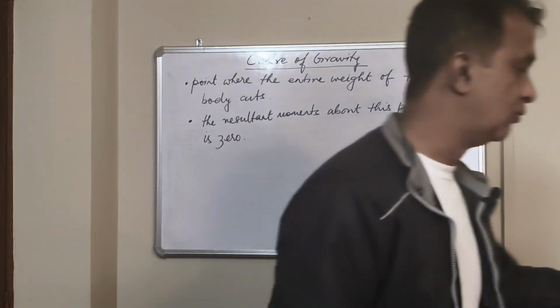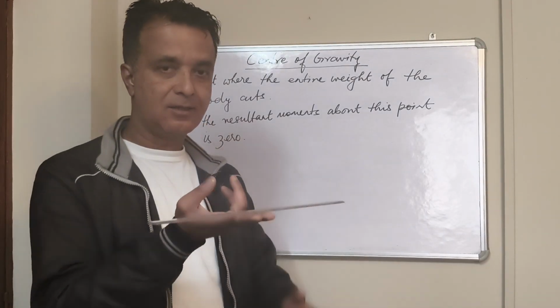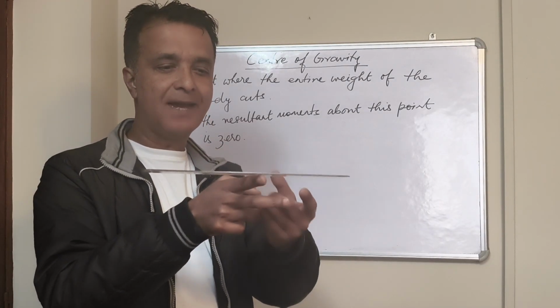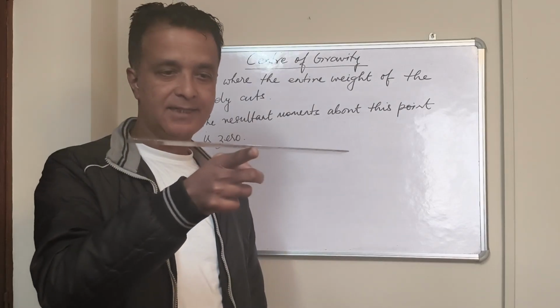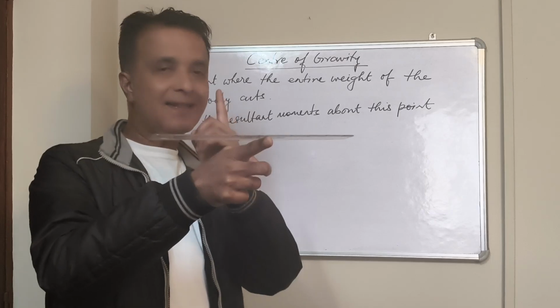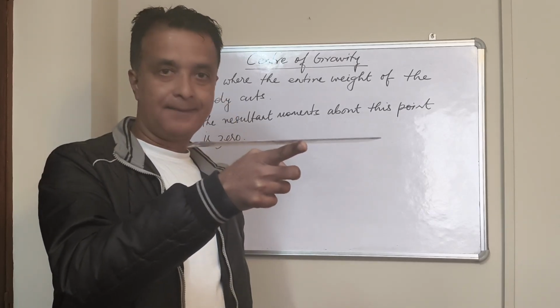Supposing I take this ruler, I can balance it at one particular place. Now, you can see I'm cheating, I use two fingers here. With a little effort, it can be balanced on one finger also, as you can see. With a little more effort, you can balance it on your fingertip like this. Now, at that particular point, the entire weight of this body is acting.